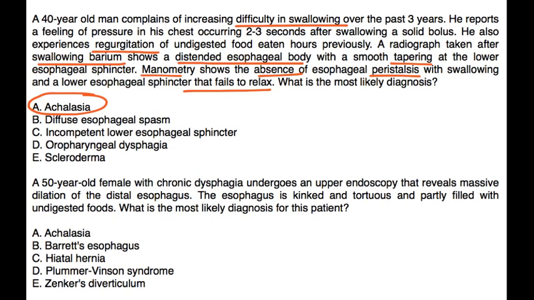A 50-year-old female with chronic dysphagia undergoes an upper endoscopy that reveals massive dilation of the distal esophagus. The esophagus is kinked and tortuous and partially filled with undigested foods. What is the most likely diagnosis? This question is not giving us as much information, but this is another case of achalasia.